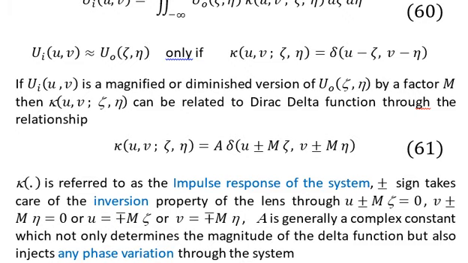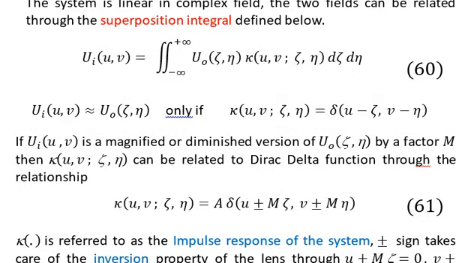Look at the expression of kappa under equation number 16, in which we have set kappa equal to delta of u minus zeta comma v minus eta. Then, under this condition, the field at the image plane is equal to the field at the object plane, and this is the field we calculated under the condition that the imaging system has a unit magnification.